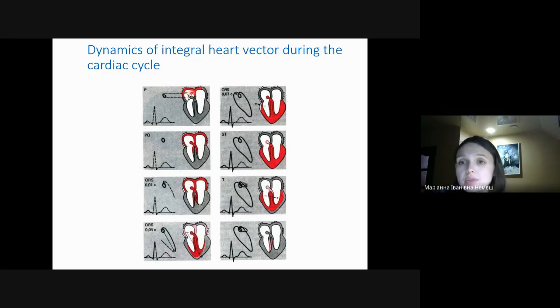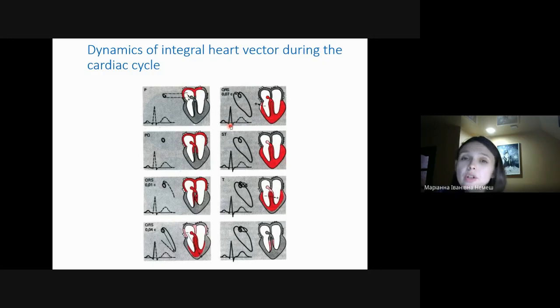After excitation of the atriums, the next step is excitation of the intraventricular septum and the ventricles. Excitation of the intraventricular septum will lead to the main integral vector being directed to the right, forward, and upward position, and it will be described by the Q wave.